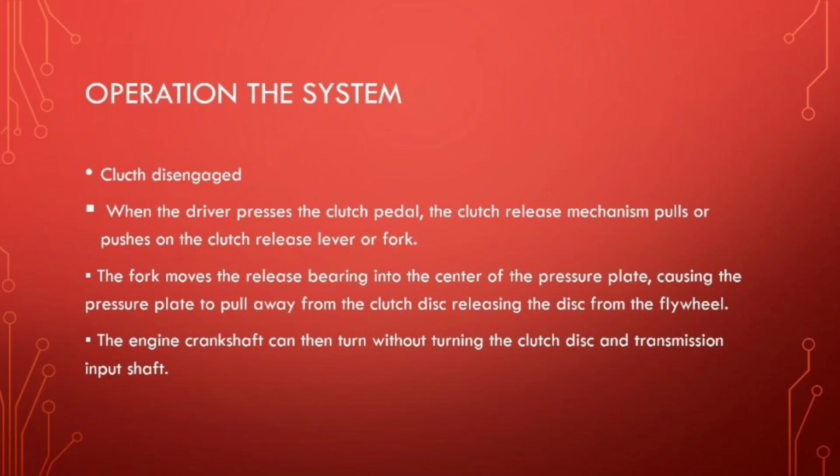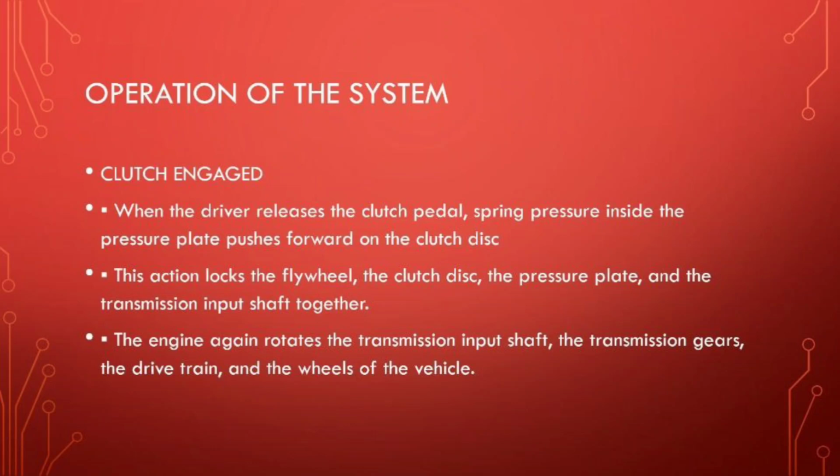The engine crankshaft can then turn without turning the clutch disc and transmission input shaft. Second, clutch engage. When the driver releases the clutch pedal, spring pressure inside the pressure plate pushes forward on the clutch disc. This action locks the flywheel, the clutch disc, the pressure plate and the transmission input shaft together. The engine again rotates the transmission input shaft, the transmission gears, the drivetrain and the wheels of the vehicle.